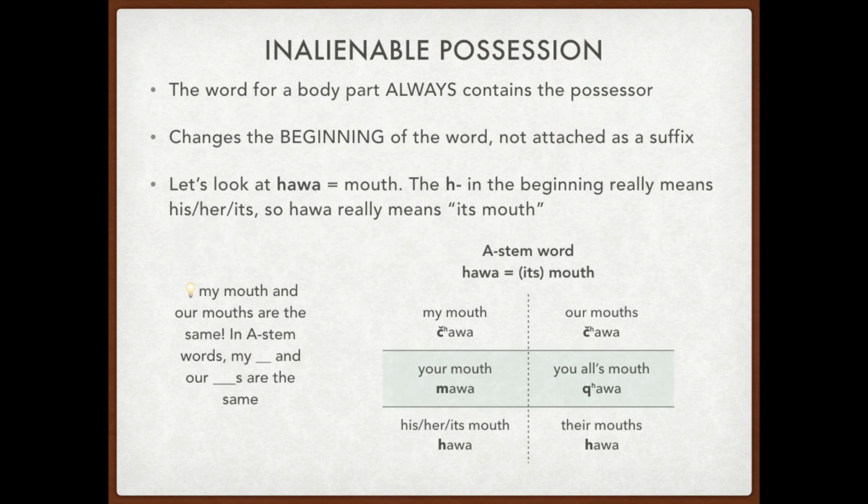And so let's look at the different vowel stem words. It's just important to go through conjugations of what each kind looks like. When I mean an A stem, that means the first vowel at the very beginning of the word is an A. So let's look at my mouth. Chawa. Your mouth. Mawa. His, her, its mouth.